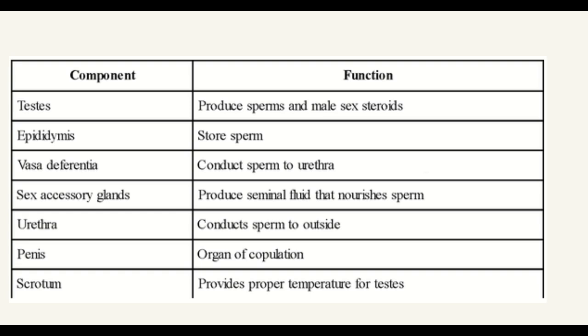So the testes produce sperm, the epididymis stores sperm, the vas deferens is what transports or conducts the sperm to the urethra, and then you have the accessory glands, which are not necessarily on that diagram, that produce seminal fluid that nourishes the sperm. You have the urethra, which conducts the sperm to the outside; the penis, the organ of copulation; and the scrotum, which provides proper temperature for the testes, basically. So it regulates the temperature.